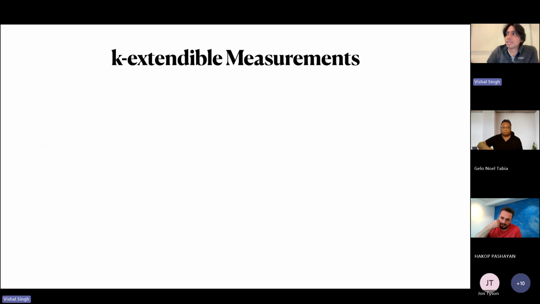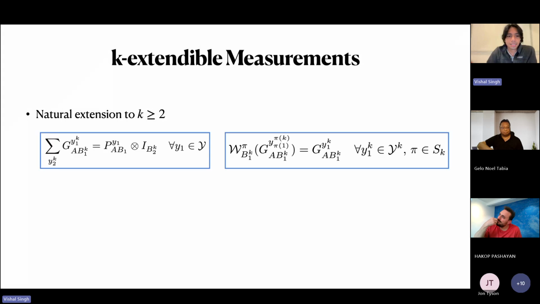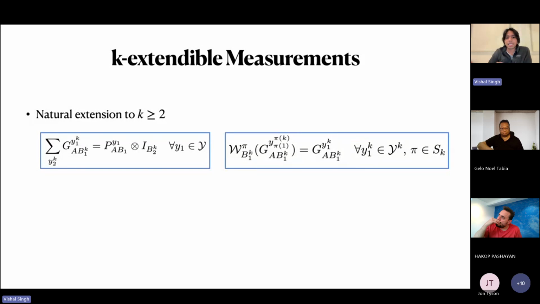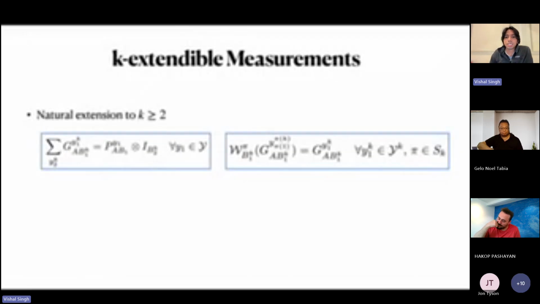And then to go to k-extendable measurements, the most natural extension is that instead of just trashing one of the outcomes, you trash the extra k minus one outcomes. And what you get is just the original POVM that we're concerned with. And if you apply any permutation to the input systems, that is equivalent to applying a permutation to the output systems as well.